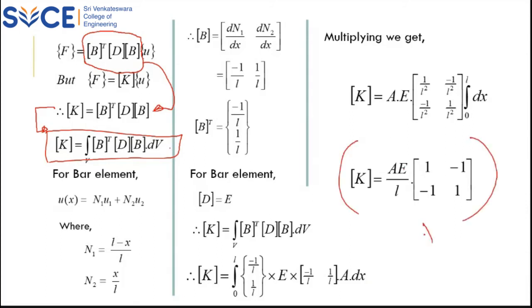For a bar element, this is my stiffness matrix formula. It's common, so you have to remember this. Okay, any doubt in this? The same derivation I will also show in weak form. In the Galerkin method also you will get the same AE by L [1 -1; -1 1]. I don't want to waste time, I'll put it in a video so you can check that.